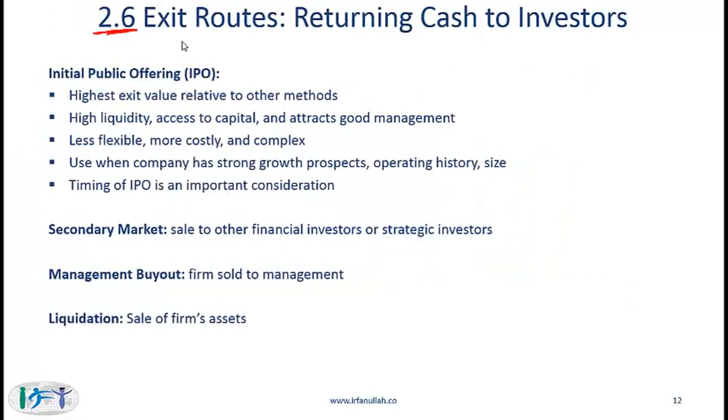Section 2.6 deals with exit routes. In other words, how do investors get their cash back? Again, the perspective is that of a private equity firm. The private equity firm makes investments in portfolio companies. How does the private equity firm exit those investments and get money?